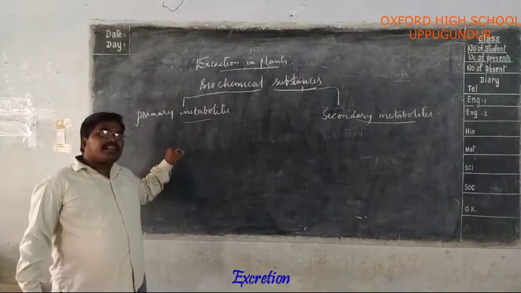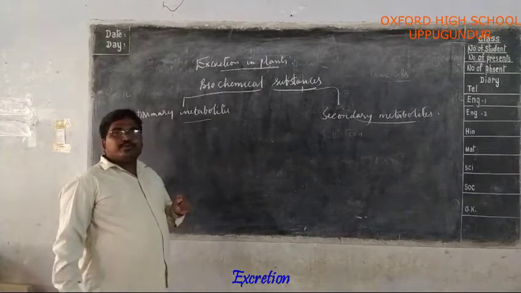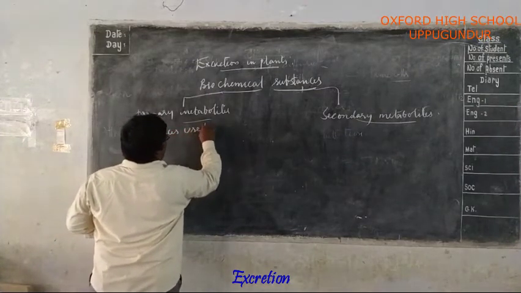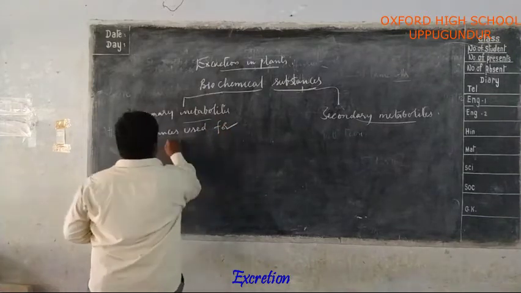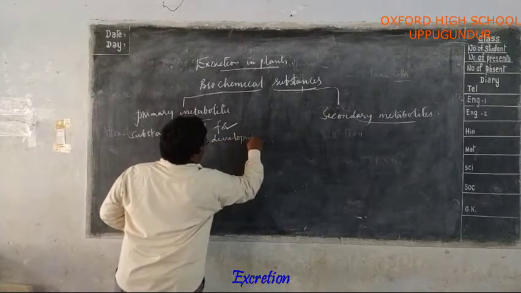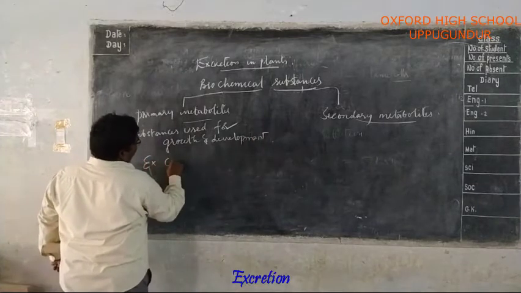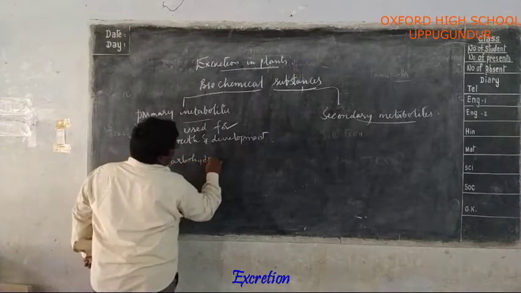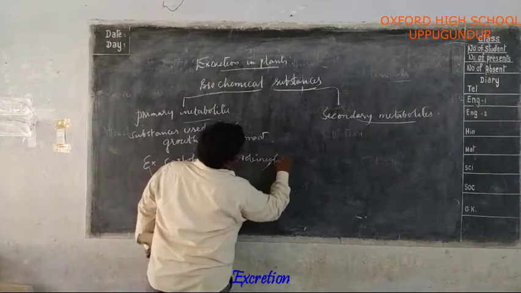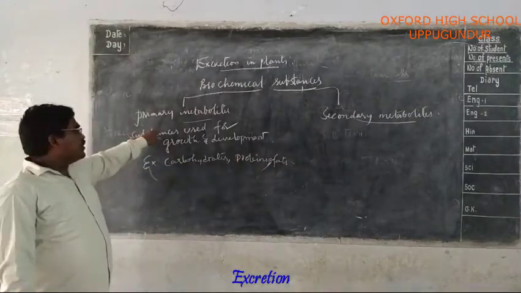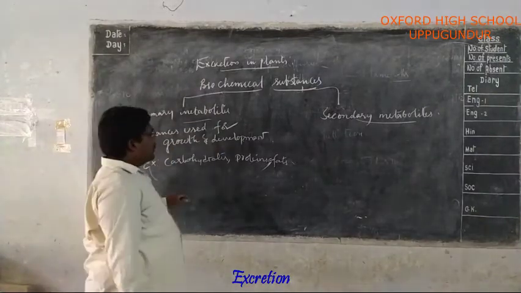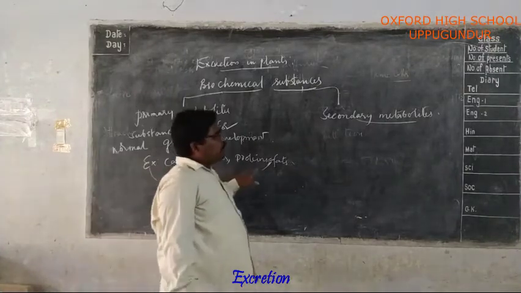The substances or compounds produced by the plants which are useful for their normal growth and development. Examples: carbohydrates, proteins, and fats. The substances used for normal growth and development are called primary metabolites. Example, carbohydrates, proteins, and fats.